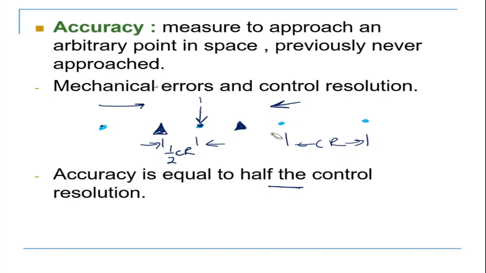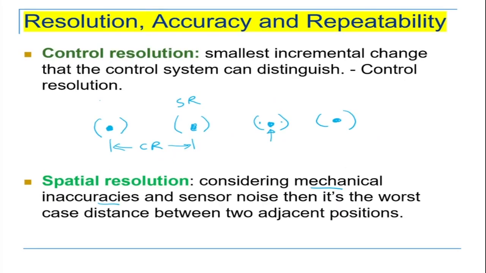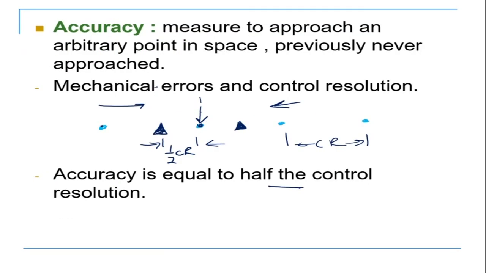So we have seen these two terms. One is the control resolution. The second is the accuracy. And accuracy is defined as equal to half the control resolution. Now we are done with control resolution, which is inherent because of the encoder and the memory size, and accuracy because of all the other errors that are there: mechanical error, temperature, this, that.